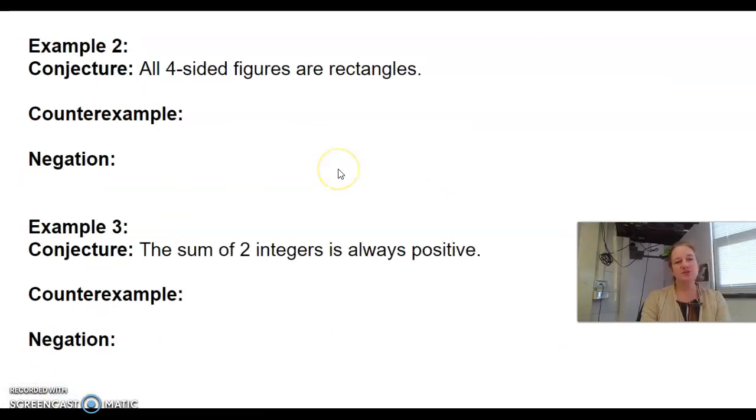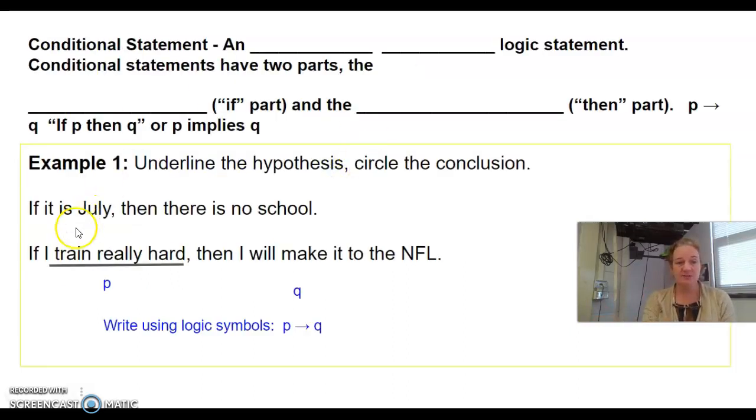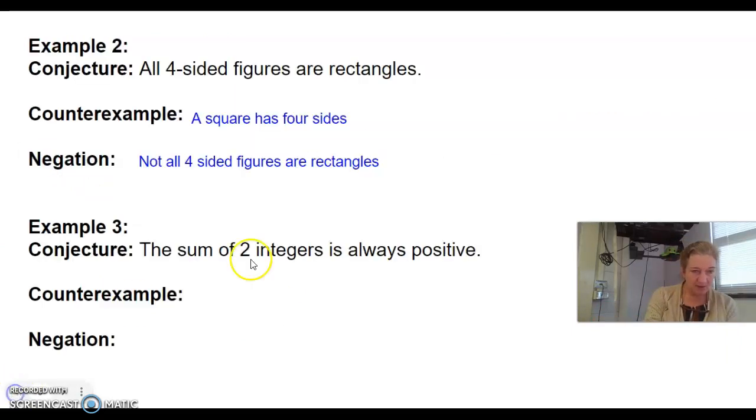Okay, let's look at example 2. All 4-sided figures are rectangles. A square has 4 sides. That's not a rectangle, that's a square. So not all 4-sided figures are rectangles. Some 4-sided figures are rectangles. Whoops-a-daisy, let me go back. I want you to do this on your own. So do this on your notes, and yes, you have to turn your notes in to me today.